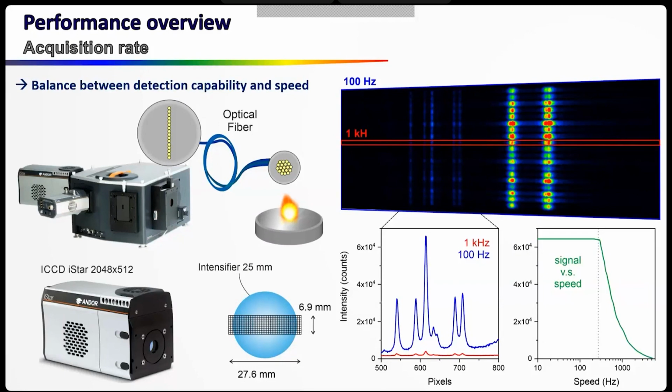If you want to operate at 1 kilohertz, you have to select only a few pixels in height. And so it means that at 100 Hertz, you can benefit from all the light coming here from a bundle of 19 fibers, while if you want to use the kilohertz, you only have one fiber. So you can go faster, but at the price of a lower signal-to-noise ratio, lower signal. That's also a balance.